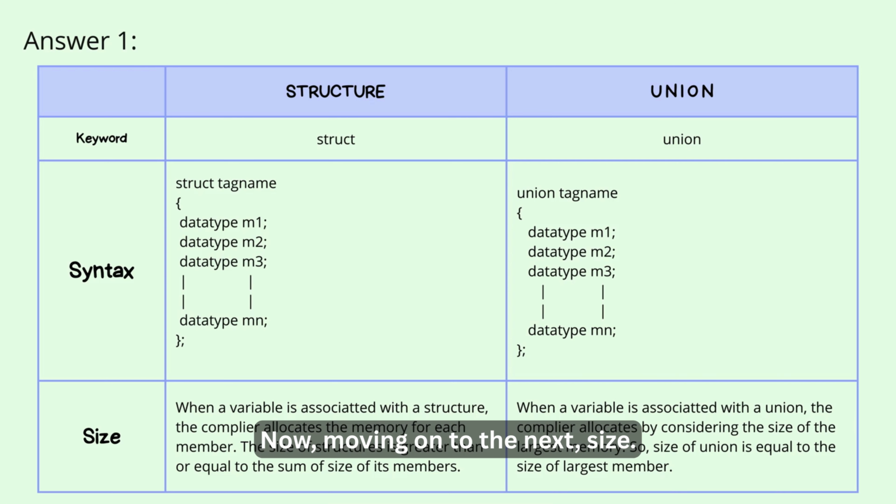Now moving on to the next, size. This is the core concept. In a structure, memory is allocated for all members. So total size is sum of sizes of all members. In a union, memory is allocated only for the largest member. So total size of union is equal to the size of the largest member. That's why union is more memory efficient.